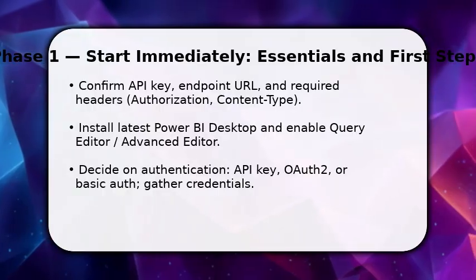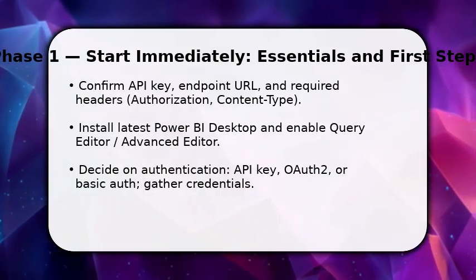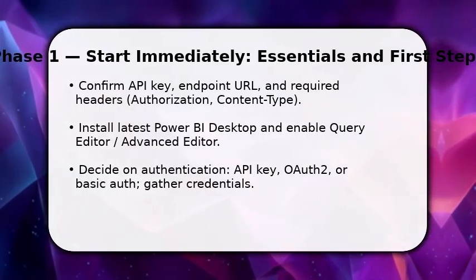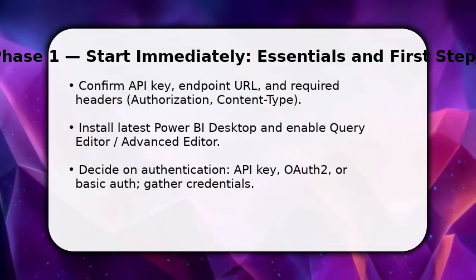You begin by verifying prerequisites: API key, endpoint, and header needs. Open Power BI Desktop and go straight to Get Data, choose Web. In the URL box, paste the endpoint, then switch to Advanced to add headers.